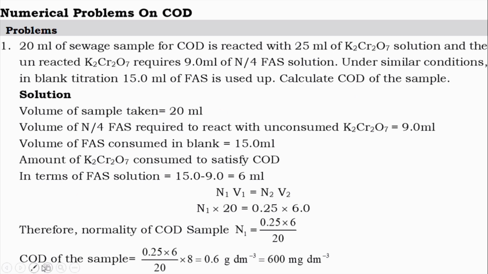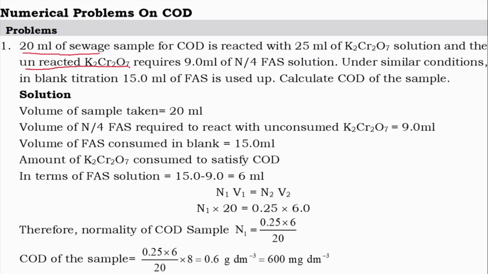So after reading this, we need to list the data supplied in the problem. The problem says the volume of the wastewater sample is 20 ml, and then it is mixed with 25 ml of K2Cr2O7, that is excess. So a known quantity of K2Cr2O7 is added to the known volume of the water sample. And the unreacted K2Cr2O7 means left out after refluxing.